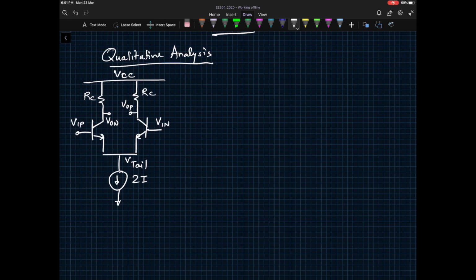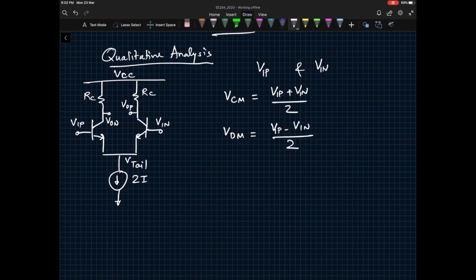When you apply voltage VP and VN on each side, you pretty much know, we can figure out what the VCM is. VCM will be VP plus VN divided by 2, and VDM, which is the differential signal, would be VIP minus VIN. Okay, this is VIP and VIN input. No, not divided by 2. This should be just the same. So that would be our differential mode signal.